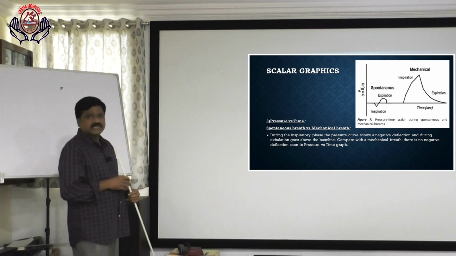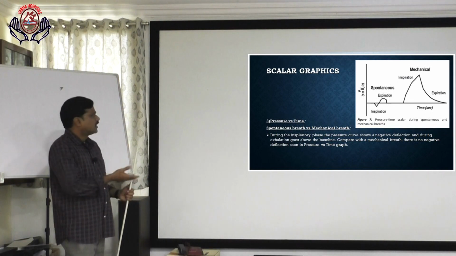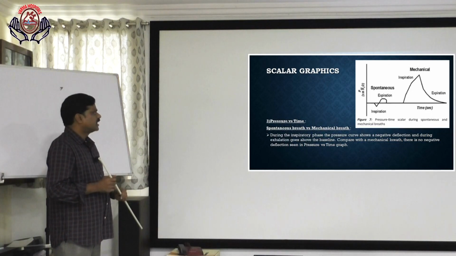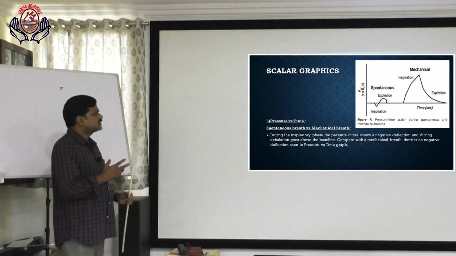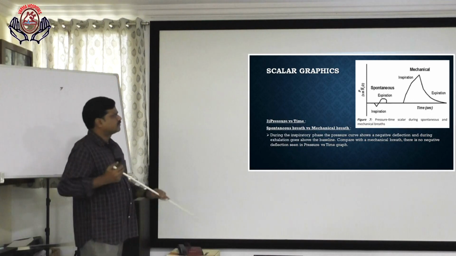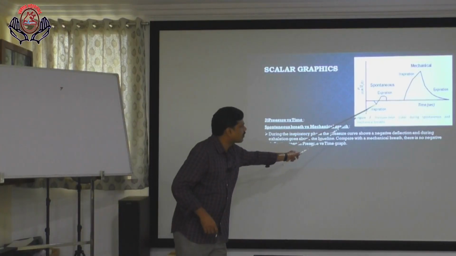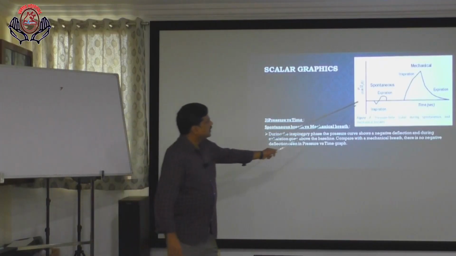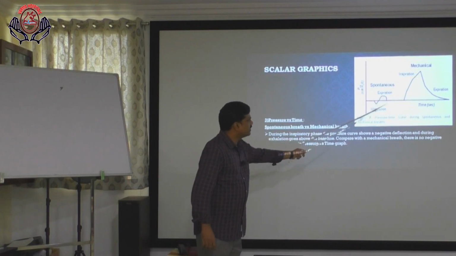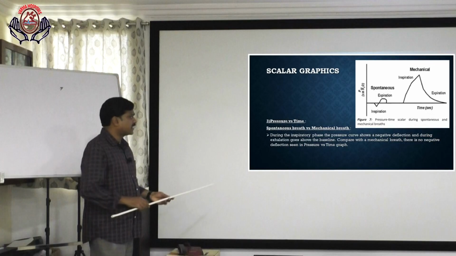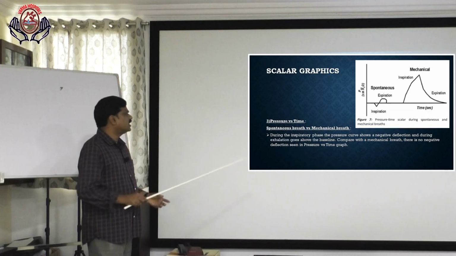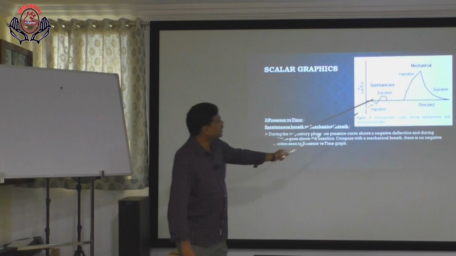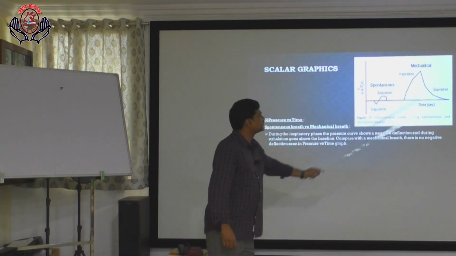Coming to pressure versus time: spontaneous breath versus mechanical breath. During the inspiratory phase, the pressure curve shows a negative deflection. This is the negative deflection. During exhalation, it goes above the baseline. Compared with the mechanical breath, there is no negative deflection seen in the pressure versus time graph. There is no negative deflection in a mechanical breath.